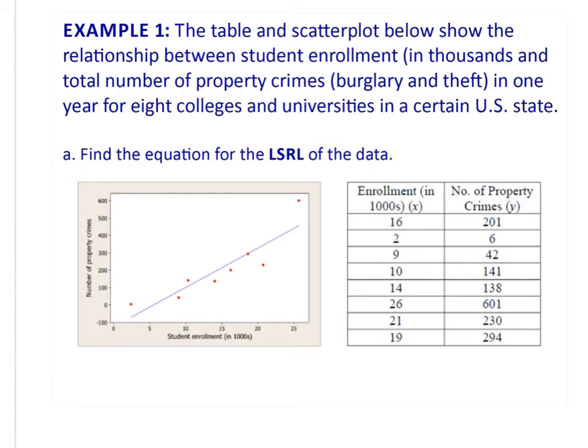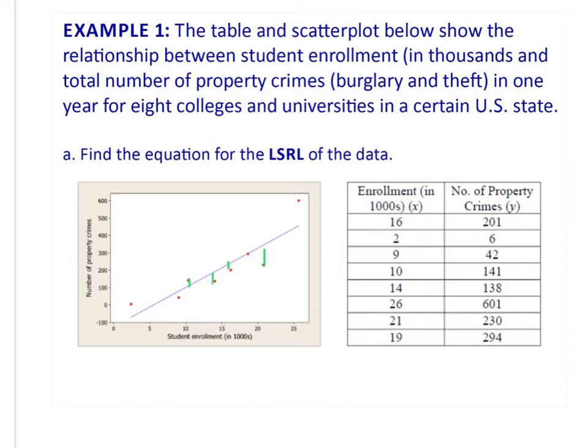It also plotted these points on a scatter plot over here and drew the least squares regression line. So it shows me what the line looks like, and I can see it's a good fit line. These distances from the point to the line are really small.